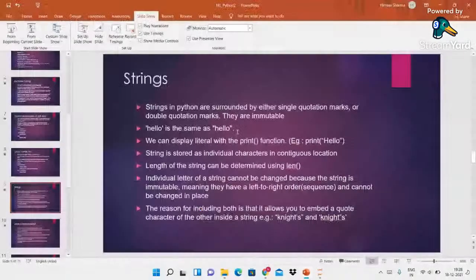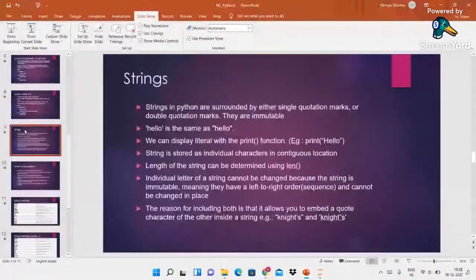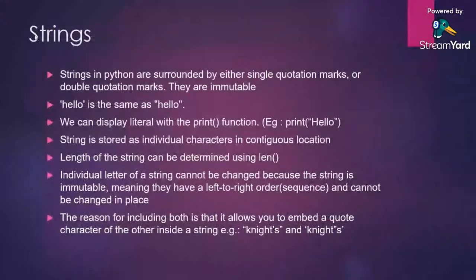Okay. Let us start with strings. We already discussed strings in our previous session, but we did not go into detail. So in today's session, we'll be doing that. Strings in Python are surrounded by either single quotation marks or double quotation marks. They are immutable. Just hold on to that word, we'll get back to it. It's just a quick recap of what we learned in the previous session.